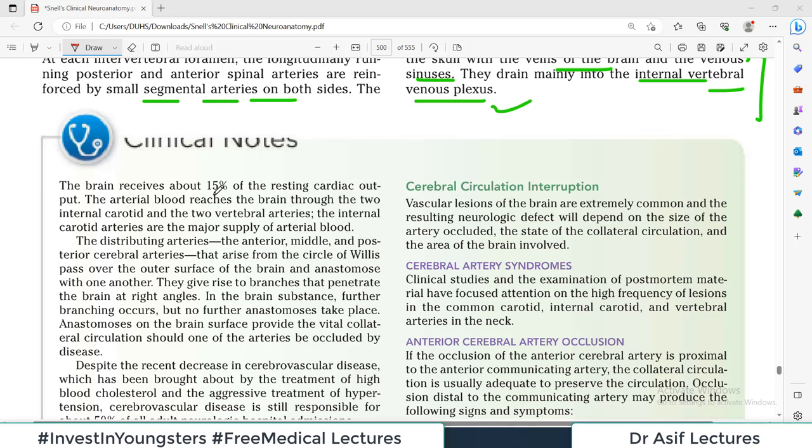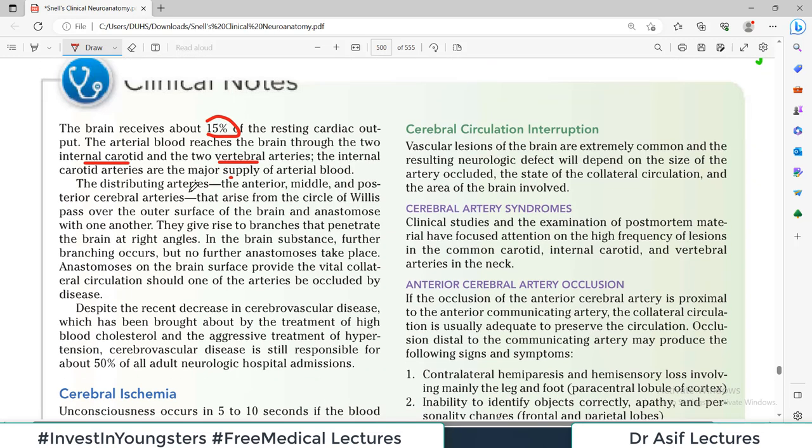Okay? Now brain receives about 15% of the resting cardiac output. Yani jitna cardiac output hai, heart se jitna blood nikal raha hai, uska takriban 15% ja raha hai brain mein. The arterial blood reaches the brain through the two internal carotid and the two vertebral arteries. Ye hum pad chuke. The internal carotid arteries are the major blood supply. The distributing arteries are the anterior, middle and the posterior cerebral arteries. Isme se jo anterior aur middle hain, they are part of the internal carotid system. The posterior is part of the vertebrobasilar system.